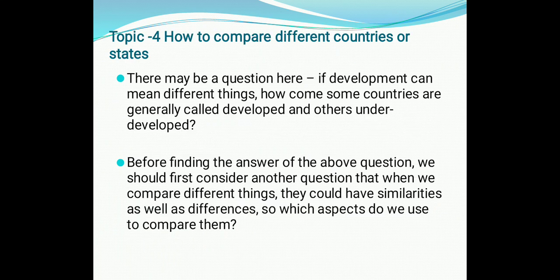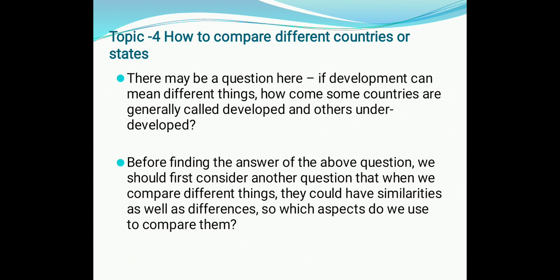So, our topic number 4, following topic number 3, is how to compare different countries or states. This is the criteria of knowing the national development, that means how developed a country is. So, we have to fix some parameters to compare the different countries or different states.